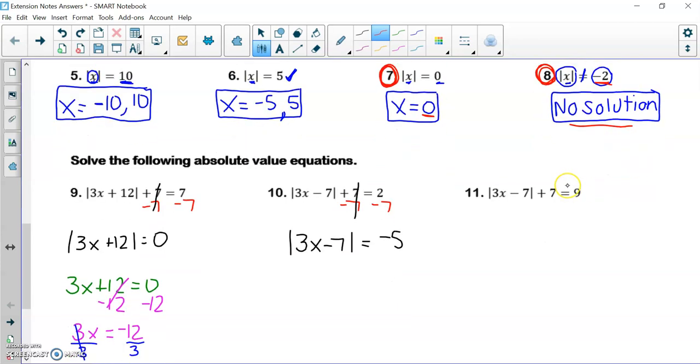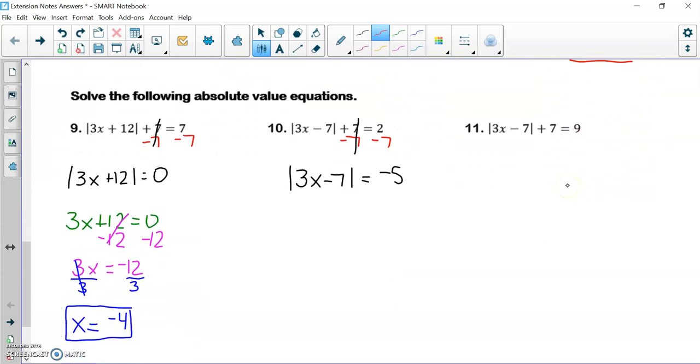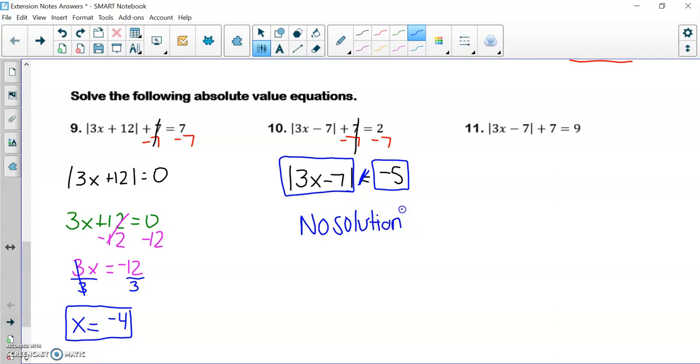So if we look back at number 10, we see that the absolute value of something, because now our absolute values are isolated, is equal to a negative number. And so the absolute value of 3x minus 7 will always come out to be a positive number, and a positive number can never equal negative 5. So right away we can just write down no solution. We do not solve. This is our answer. There is no value of x that would make this equation true.